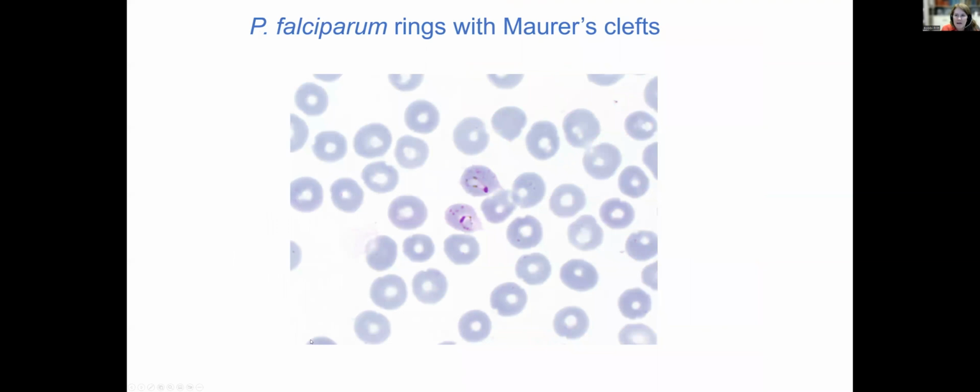And then another phenomenon occasionally seen is Maurer's clefts. It's not stippling. It's these dots here that are kind of reddish. They're a little bigger than stippling, and they're fewer in number. And so this is an example of Maurer's clefts in Plasmodium falciparum.